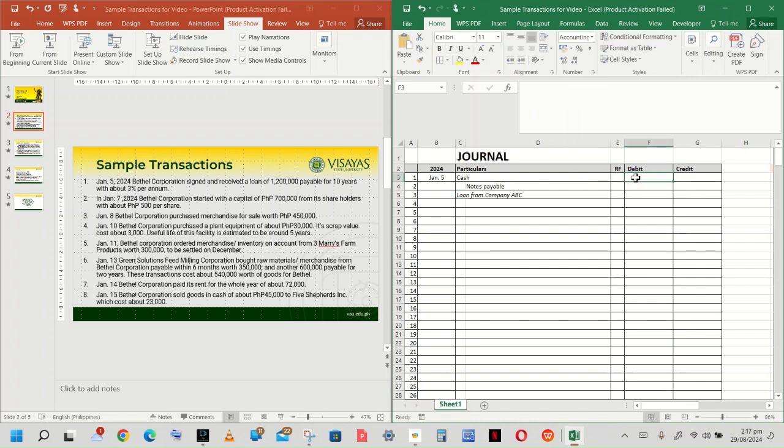Alright, so for the debit, we debit 1,200,000. So for the credit side, okay, 1.2 million. That is for January 5.